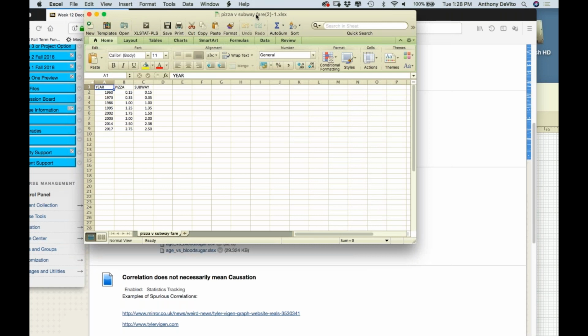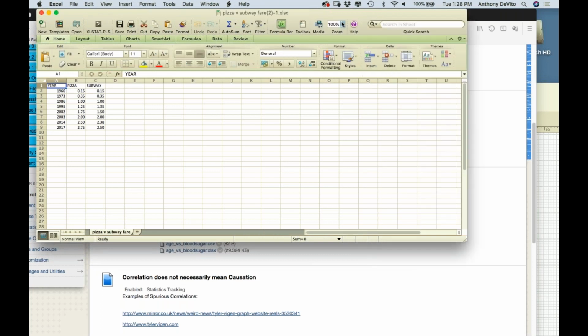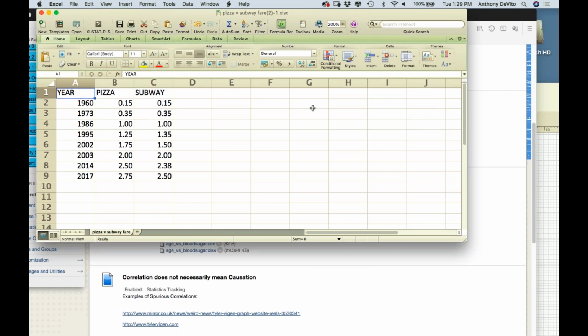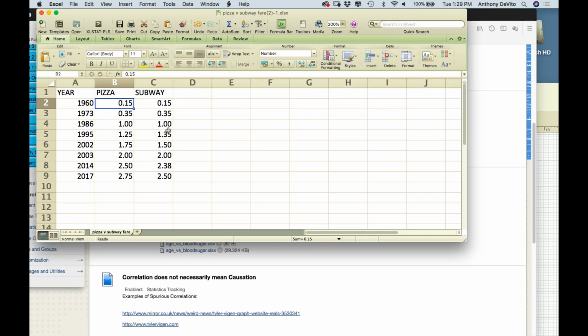I don't know whether you guys have been exposed to this or not, but there's this old saw in New York City that says that a slice of pizza costs the same thing as a subway fare, no matter how far back you go in New York City. When I was a kid, 1960, I was about 10 years old, a slice of pizza cost 15 cents. And it cost 15 cents to get on the subway.